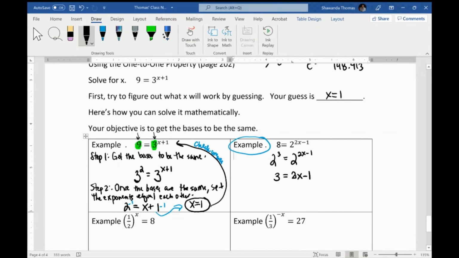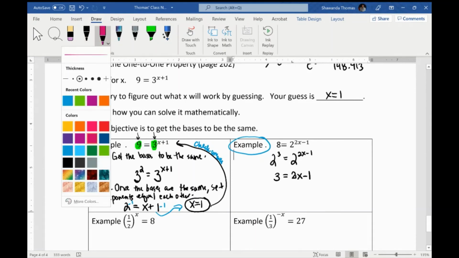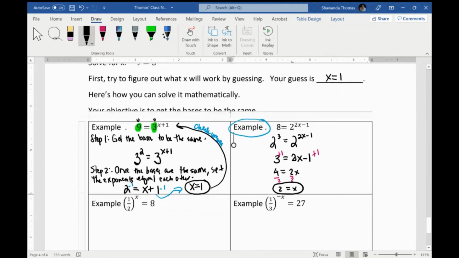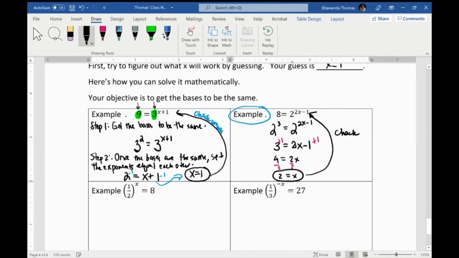All right. How do you solve for x? Minus 1 on both sides. I mean, plus 1 on both sides. All right. We're going to add 1. So we have 4 equals 2x. And then divide by 2. X equals 2. All right. You can always check again. Always check. You can plug that into the original to see if the left side equals the right side.